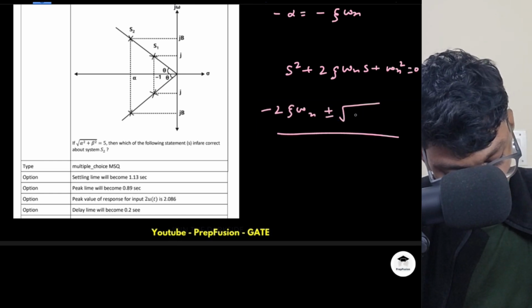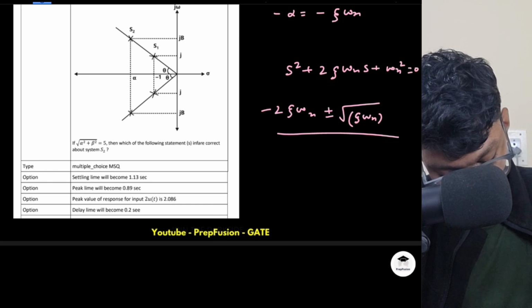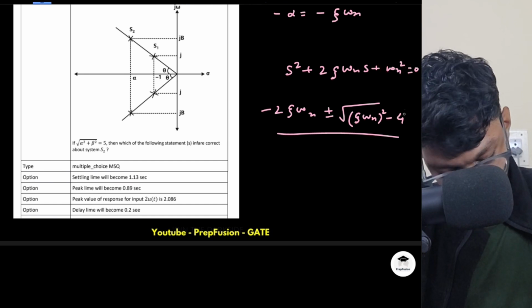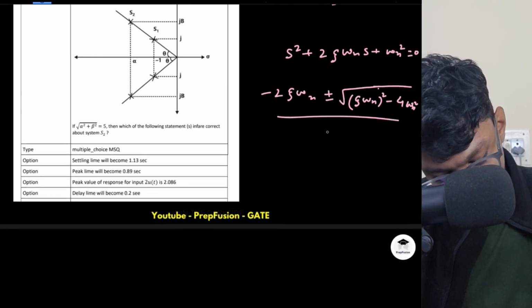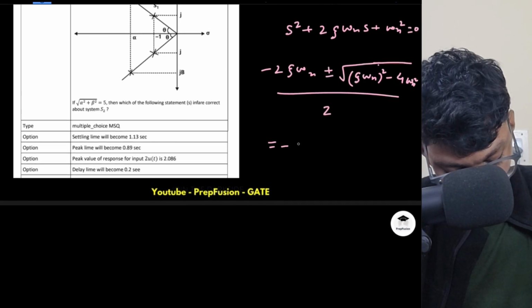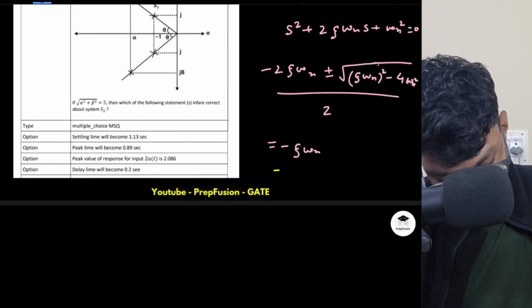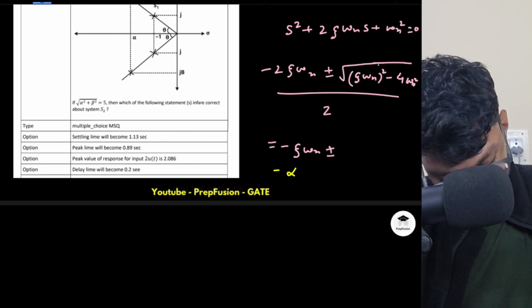So b square is zeta omega n whole square minus 4ac, and 4ac is 4 into omega n square, divided by 2a. So this comes out to be minus zeta omega n, which is my minus alpha, plus minus the imaginary part here.